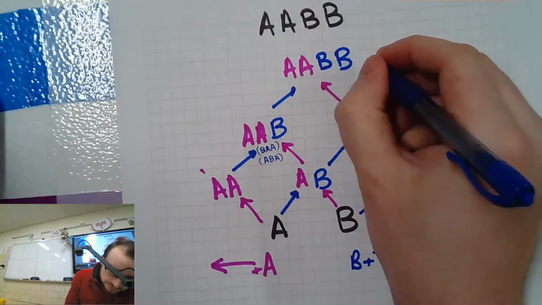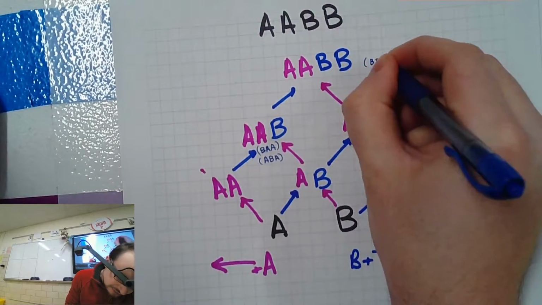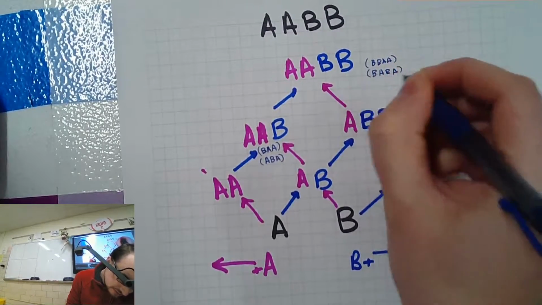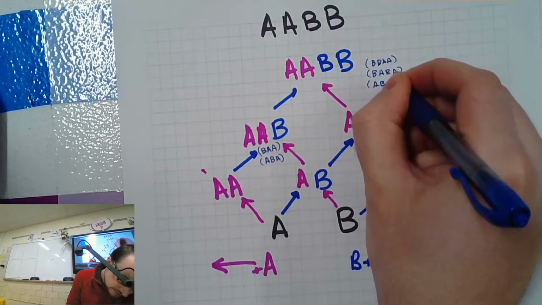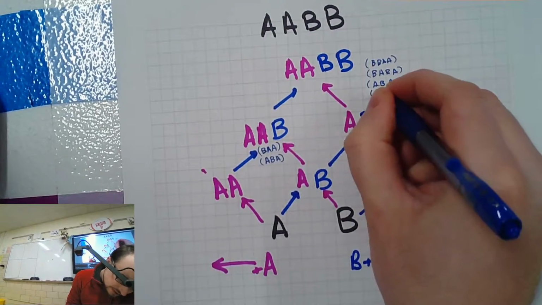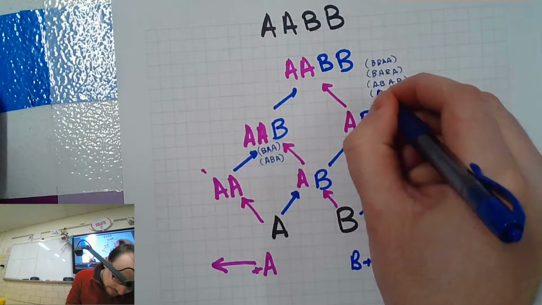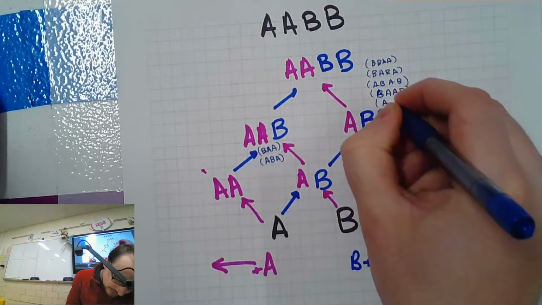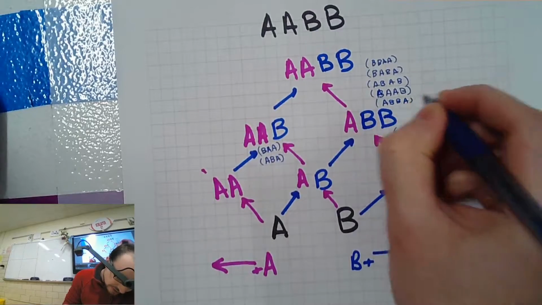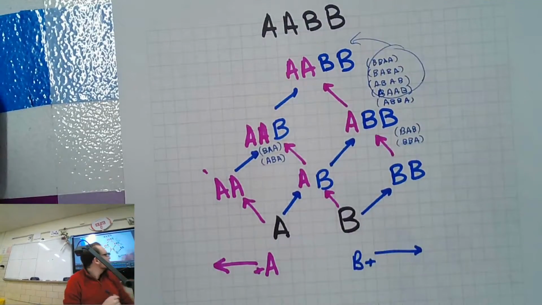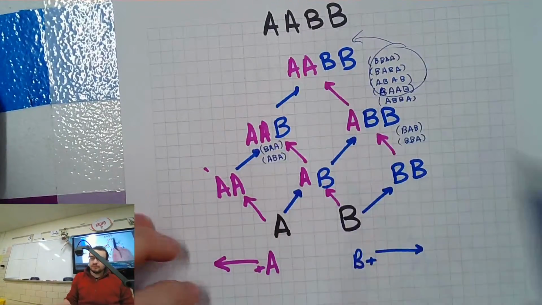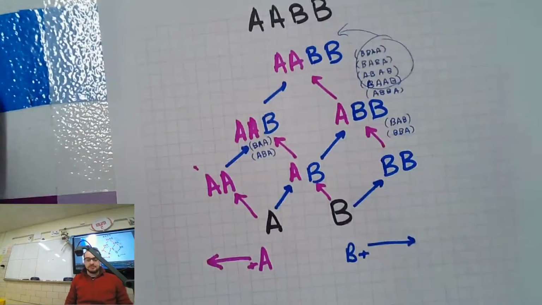And then up here, I can also have BBAA, BABA, ABAB, and then BAAB and ABBA. So I've got lots of combinations up here, right? This top guy. But if I rule that as long as I have two A's and two B's, it's the same thing, then I've got it, right?